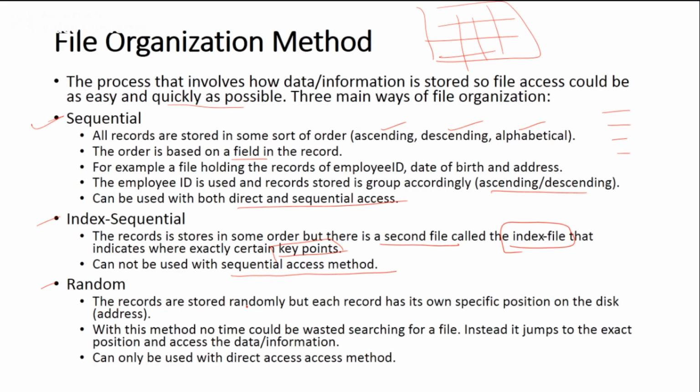What is the random organization method? The records are stored randomly, but each record has its own specific position on the disk. So there will be a particular address for each and every record. With this method, no time is wasted searching for a file, so time consumption is very low. Instead it jumps directly to the exact position and accesses the data. It can only be used with the direct access method. So these are the different file organization methods.